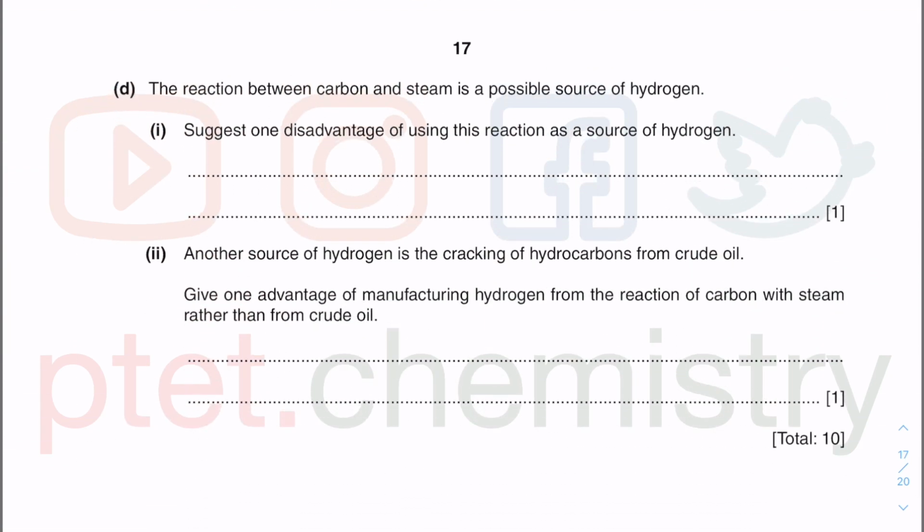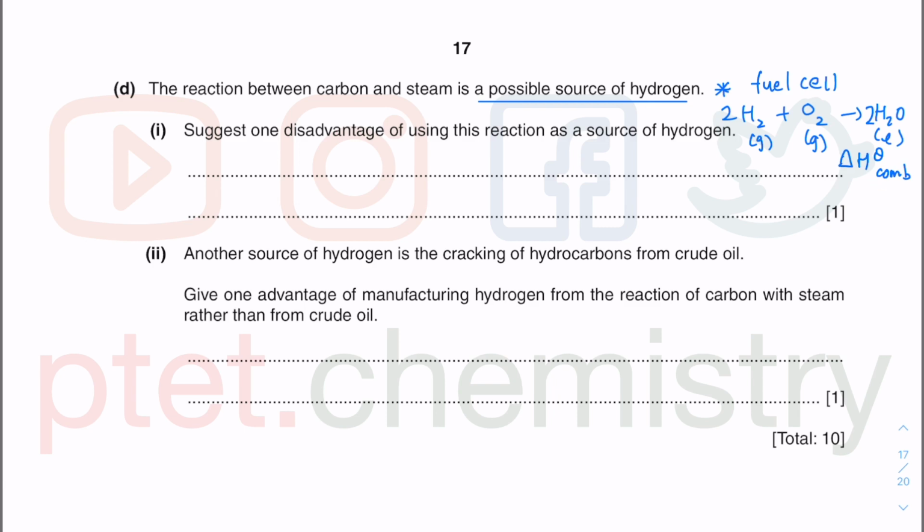Part D, the reaction between carbon and steam is a possible source of hydrogen. So we know that hydrogen is used in a fuel cell. A fuel cell has some advantages because it's a clean fuel where hydrogen and oxygen gas combine together to give you only water as a byproduct, and this has to be balanced: 2H2 and 1O2 giving you 2H2O. So only liquid water gets produced as a byproduct, and this is essentially combustion of hydrogen in oxygen to give you water. It's going to be exothermic and provide you energy.